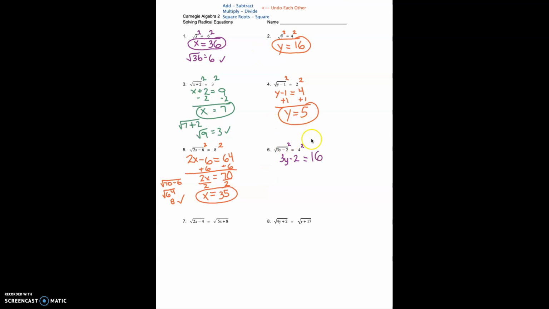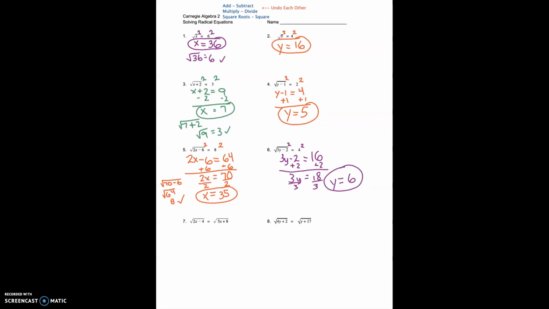So I have the first step here. Hopefully you square both sides, leaving you with 3y minus 2 equals 16. And then you add 2 to both sides to undo that minus 2. So 3y equals 18. And then to undo that, multiply by 3, we divide both sides by 3, which ends up giving us y is 6.